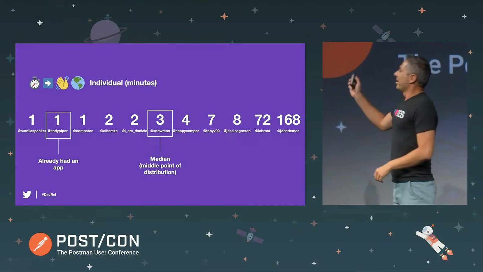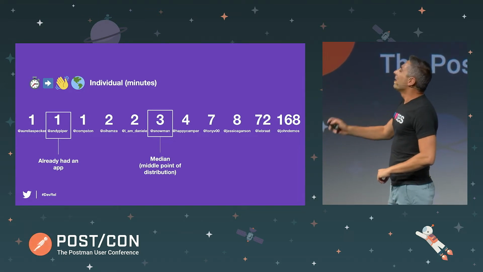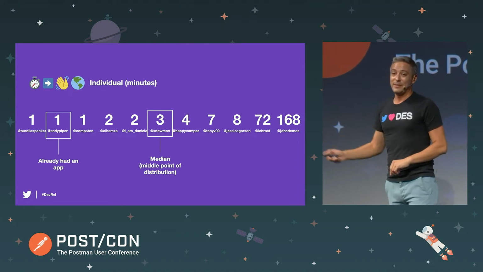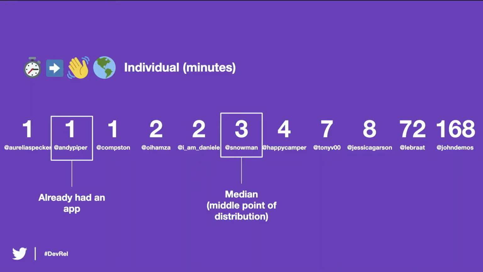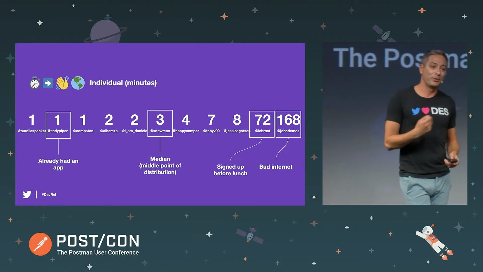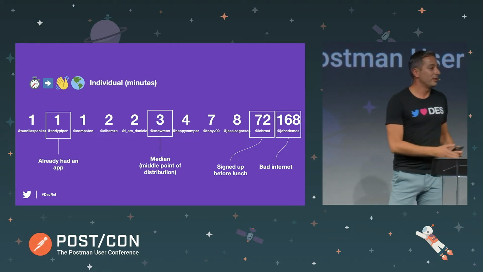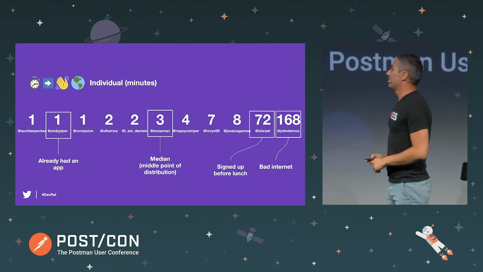And if we do that, let's start inspecting this 50th percentile here. So this one took 1 minute to get started because he already had an app. Now I'm also curious to understand why the other people in the cohort, especially the outliers, took such a long time. So this one signed up before lunch, and then he made his first request after lunch, which is kind of a legit reason to be an outlier, if you ask me. And this other one, oh, okay, he had a bad internet connection, so he tried multiple times before he could make a successful request.